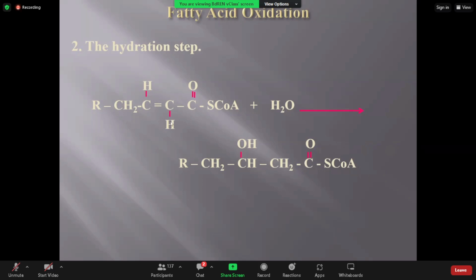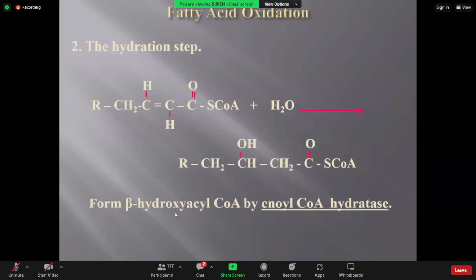So previously it was delta-2 trans-enoyl coenzyme A, now it is converted into beta hydroxy acyl coenzyme A. This product's name is beta hydroxy acyl coenzyme A, and the enzyme involved here is enoyl coenzyme A hydratase.